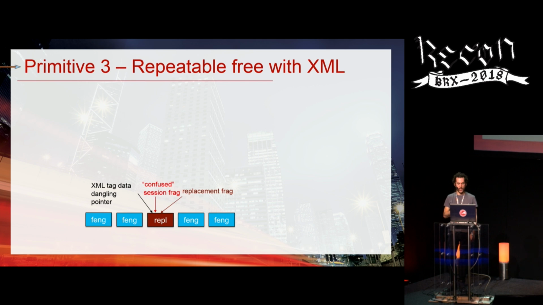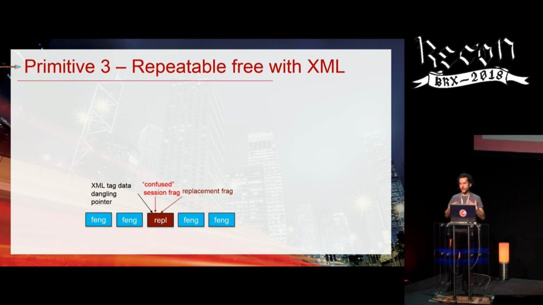And now what I can do is send another fragment from a different session to fill this hole and replace the previous one. And now I have two IKEY fragments pointing to the same chunk, and I've created a confusion state. So I can use the red one, but it's going to be actually using the brown one. So this is the repeatable free primitive.